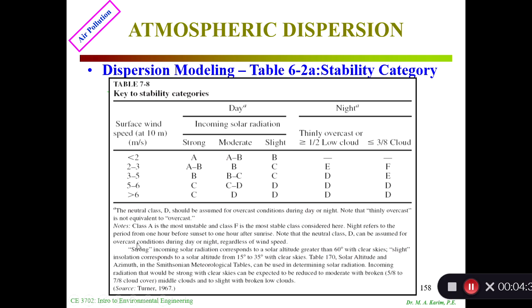So in this case, class A is the most unstable and class F is the most stable of the classes considered here. Night refers to those conditions here and there. Class A is the most unstable, B is moderately unstable, and C is slightly unstable. D is kind of neutral, and F is mostly the most stable in this case.